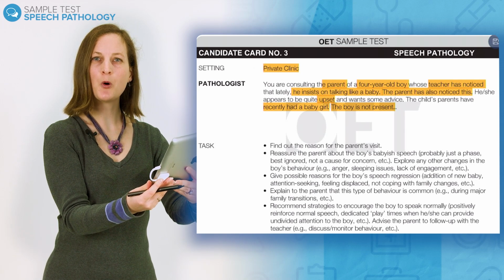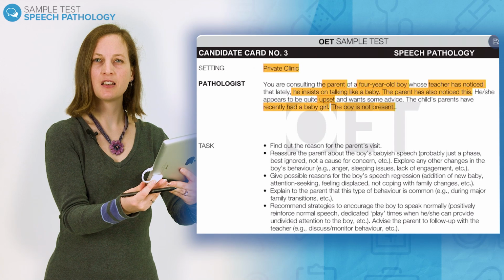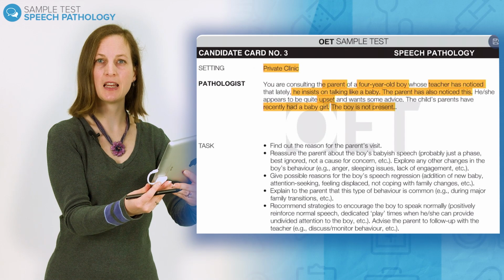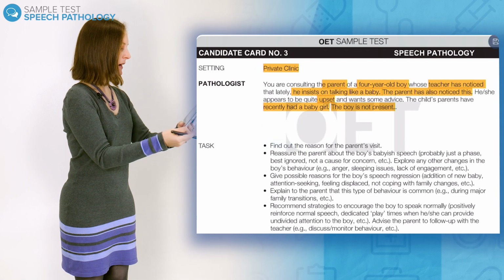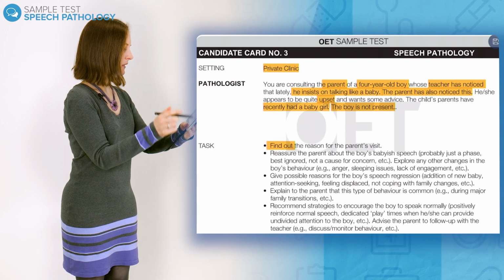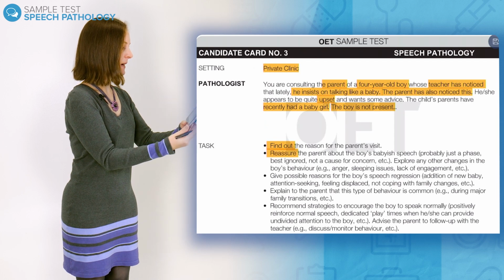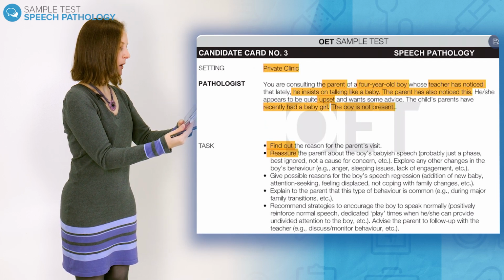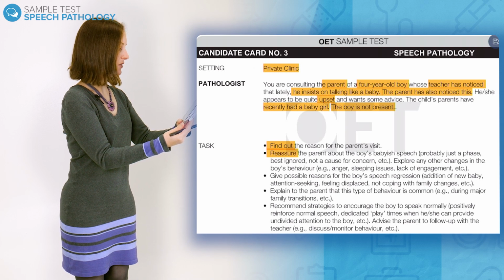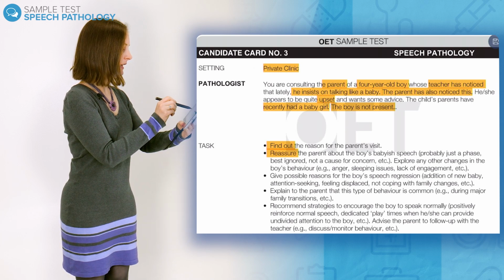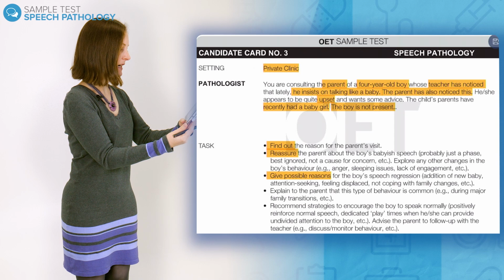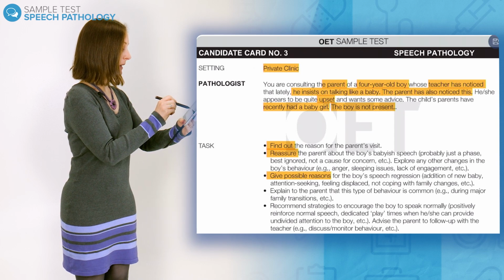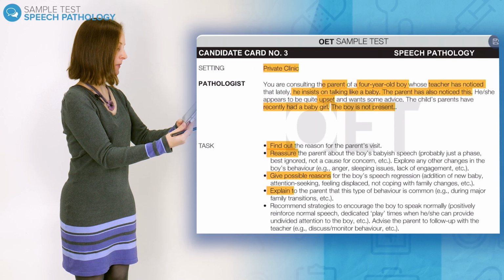Read the tasks to check what needs to be discussed in the conversation. The verbs starting each task are really important in helping me to understand what I will say and how I will say it. Find out means to ask questions about the reason for the parent's visit. Reassure means to help the parent feel better about their son's babyish speech, while also asking about any other changes noticed in the boy's behaviour. Give reasons means to tell the parents some explanation for why the boy's speech might have regressed. Explain means to tell the parent that this type of behaviour is common.